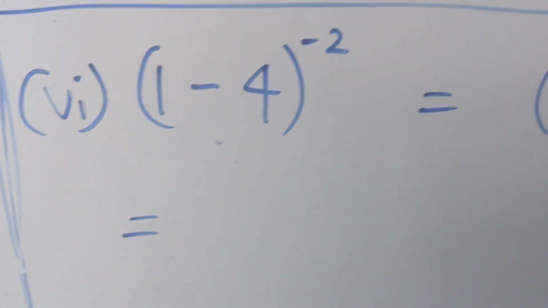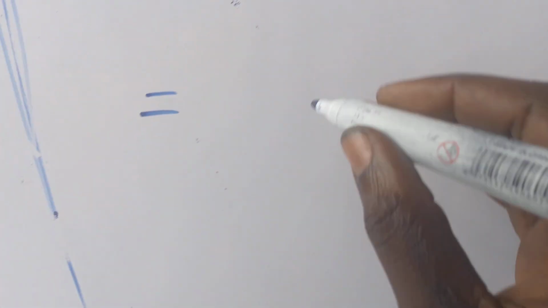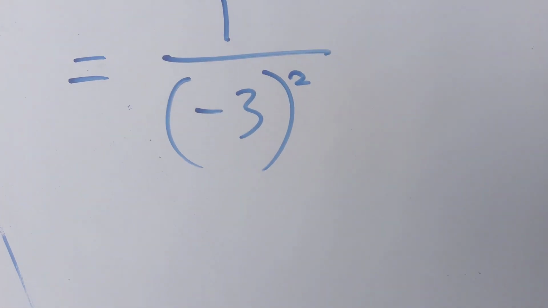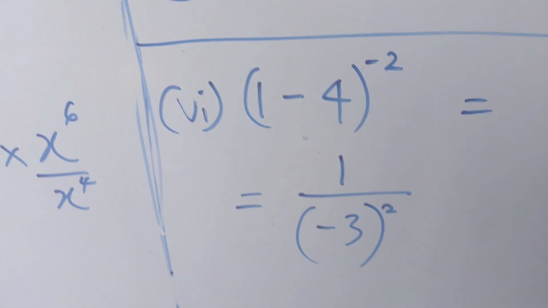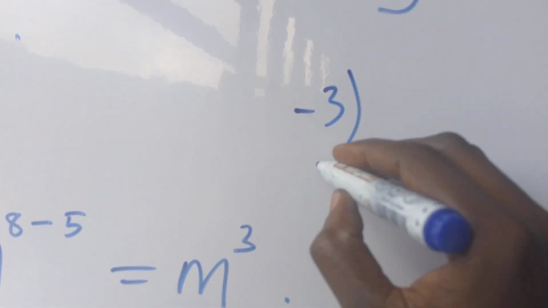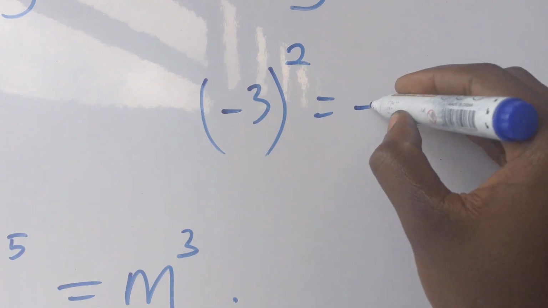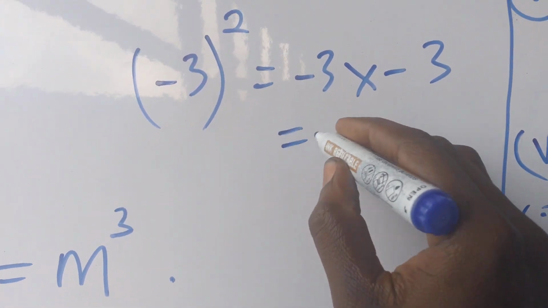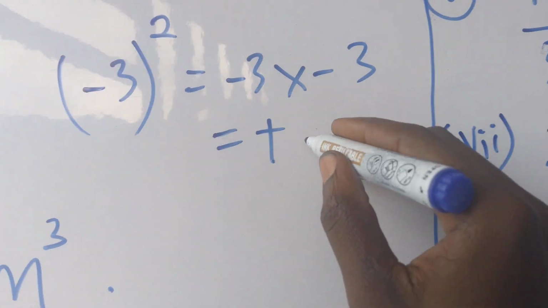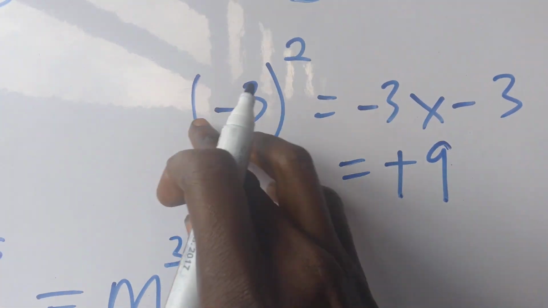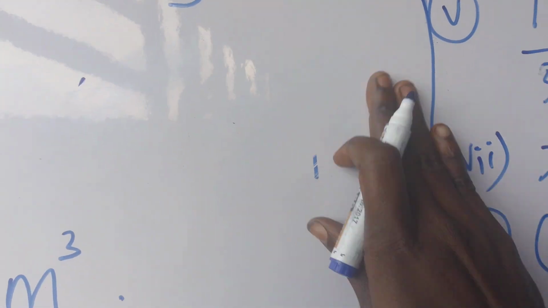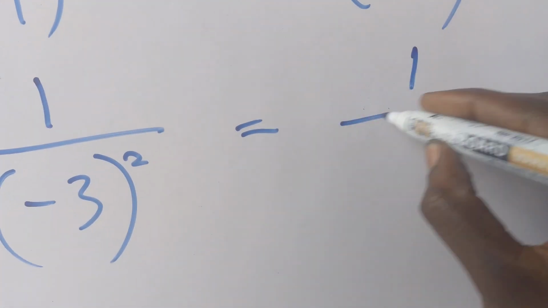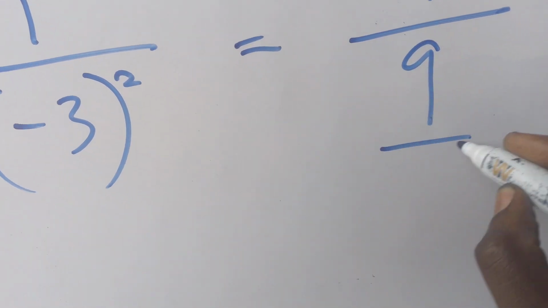This will be equal to, since the power is negative, the reciprocal of minus 3 all raised to power 2. Minus 3 all raised to power 2 is equal to minus 3 times minus 3. And minus times minus is what? Is plus. And 3 times 3 gives you 9. So take note, minus 3 raised to power 2 is 9. So I'm having 1 over 9 as my final answer.